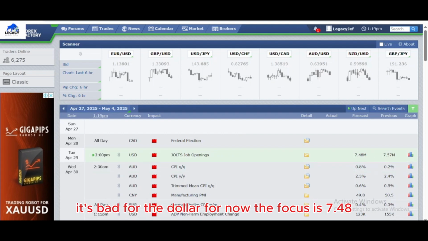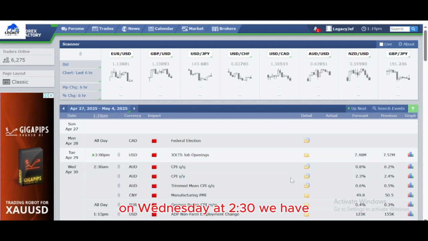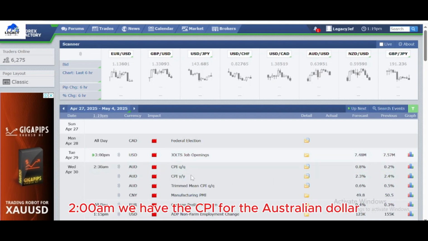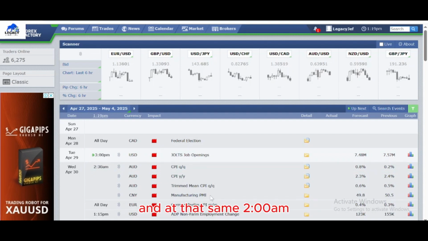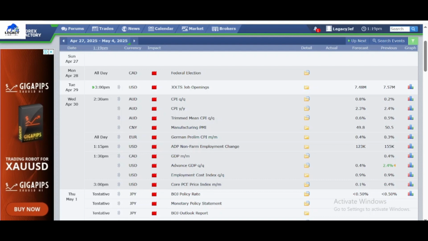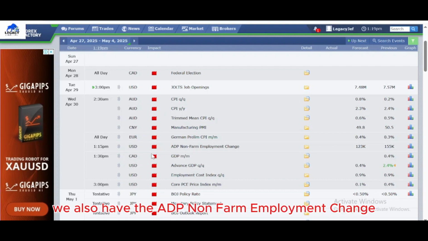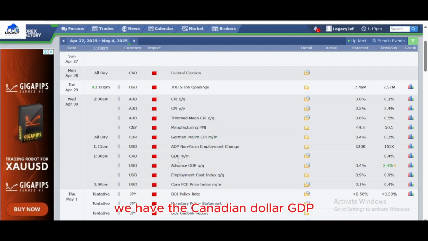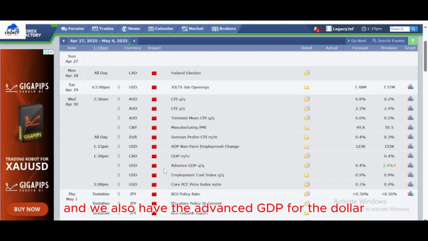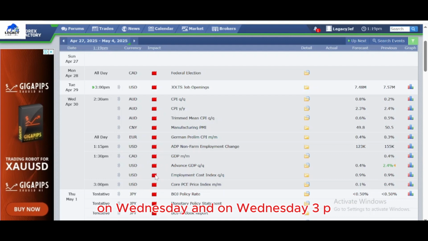For now, the forecast is 7.48. So we are expecting to see how the actual will look. On Wednesday at 2:30 a.m., we have the CPI for the Australian dollar, and at that same 2:30 a.m., we have manufacturing PMI for the Chinese yen. On Wednesday, we also have the German prelim CPI. We also have the ADP non-farm employment change. We have the Canadian dollar GDP, and we also have the advanced GDP for the dollar on Wednesday.